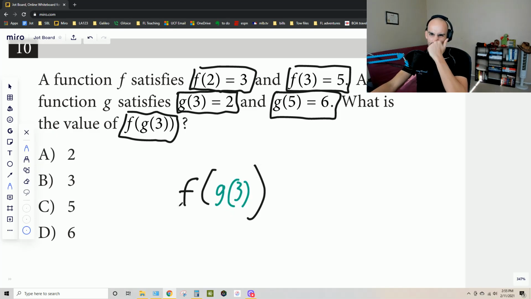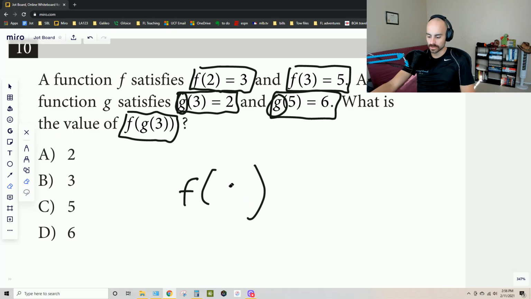And we know what g of 3 equals. We have g of 3 here and g of 5 here. Well, the one we care about is this one here. And we know that when you have this equation with 3 plugged in, 2 comes out. So we can now actually replace that with 2.